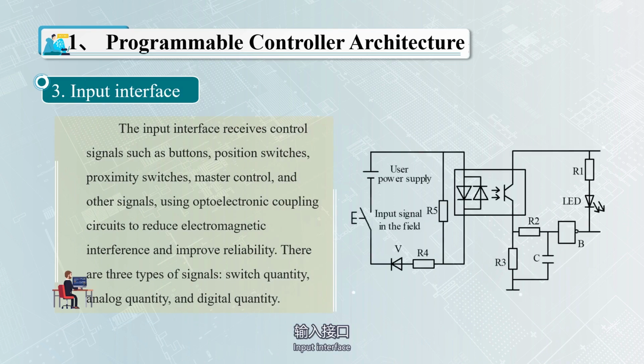Input interface. As shown in Figure 2, the input interface receives control signals such as buttons, position switches, proximity switches, master control, and other signals using optoelectronic coupling circuits to reduce electromagnetic interference and improve reliability. There are 3 types: switch quantity, analog quantity, and digital quantity.